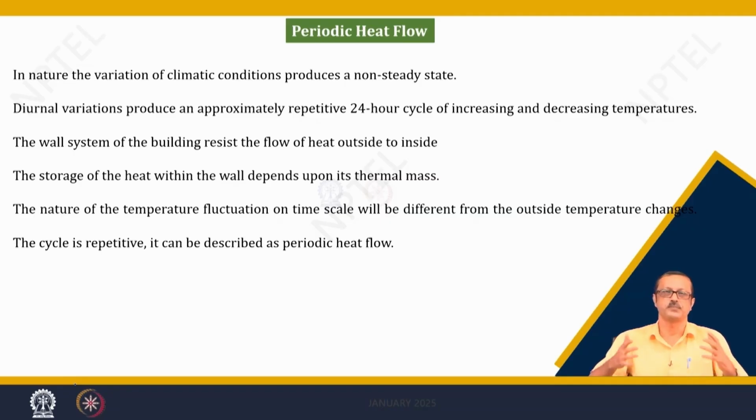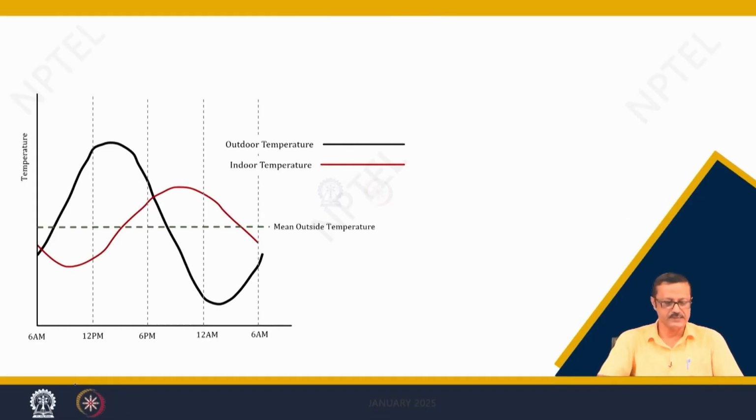Again, if I repeat a bit, the outdoor temperature and the indoor temperature variation will be similar in kind, but there will be two distinct differences. If I look at a periodic 24-hour profile of outdoor temperature and indoor temperature, I have shown this in this graph. The black curve is the outdoor temperature and the red one is the indoor temperature.